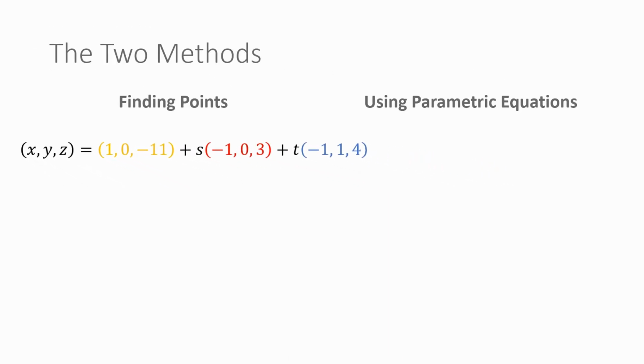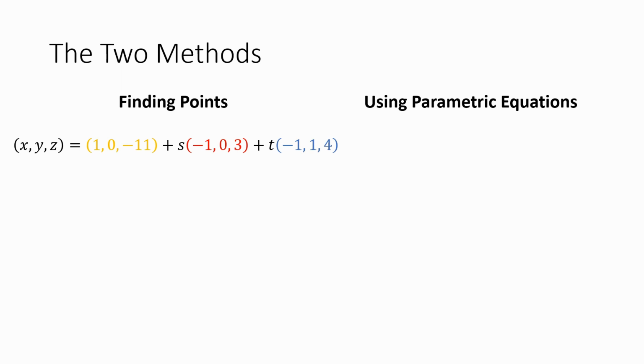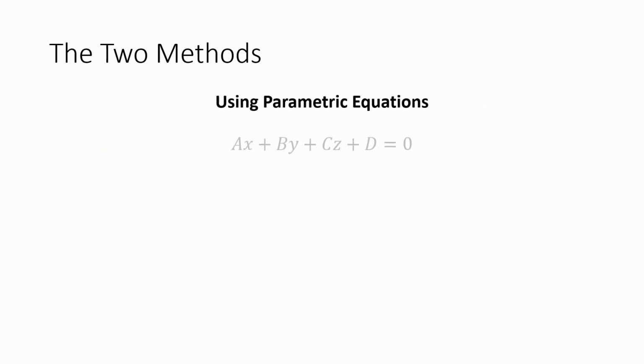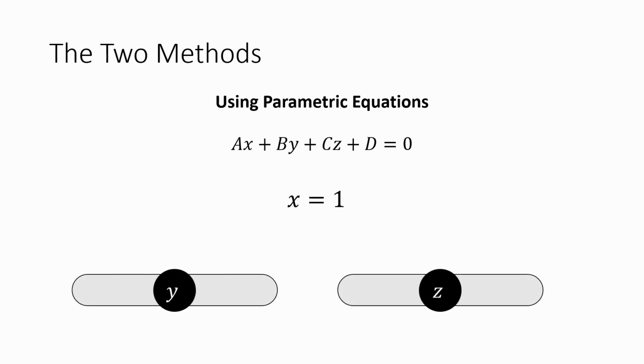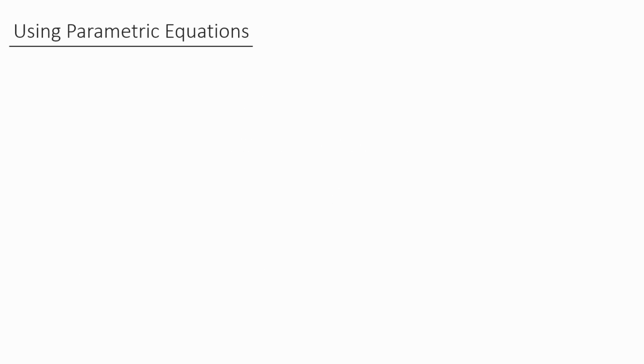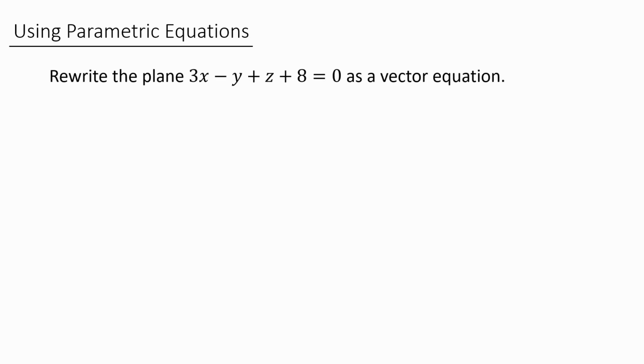Now let's have a look at using parametric equations to convert. The way this method works is by turning two of your variables, usually y and z, into parameters we can slide and cause your other variable to change. Let's convert the same plane with this method.